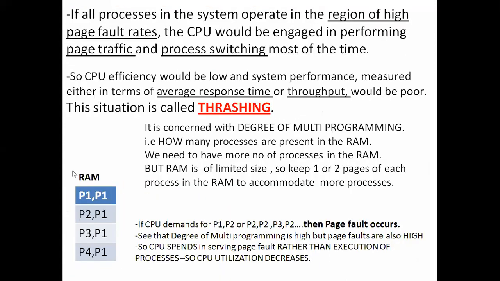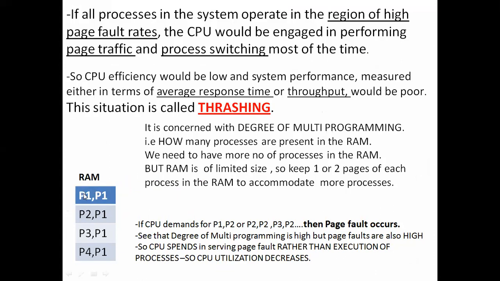See here, suppose you have a RAM. What we expect ideally is that I should be able to store more number of processes inside this particular RAM. So for example, P1, P2, P3 and P4 are the different processes. And all these P1, P1, P1, P1 are the different pages of different processes.